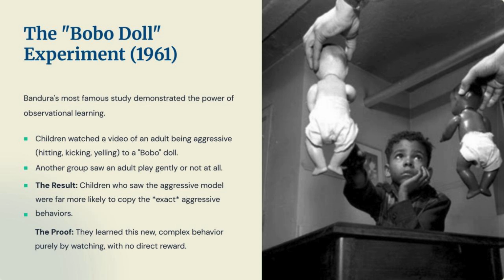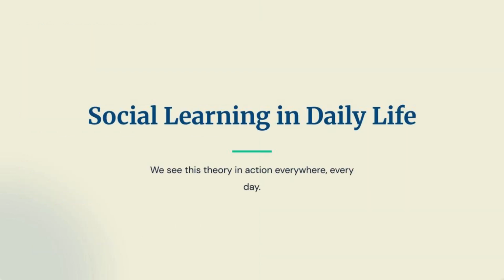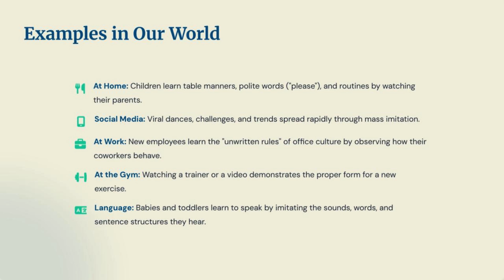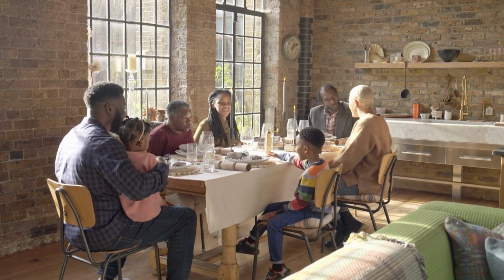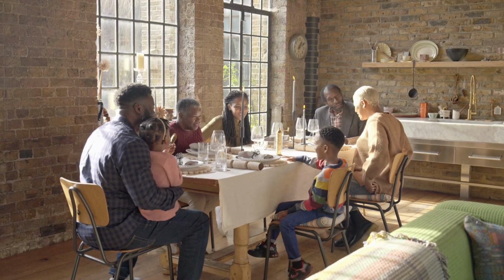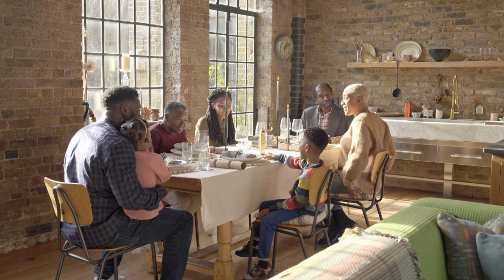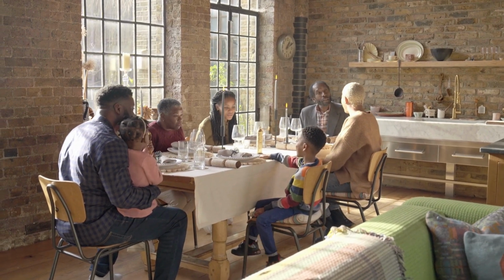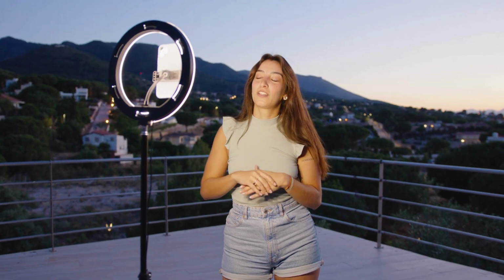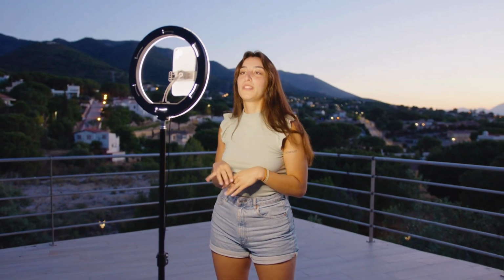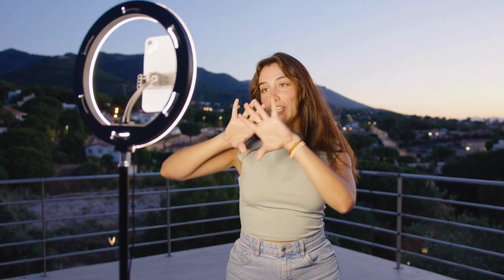Here are some more examples from everyday life. One example is children learning table manners. They watch their parents at dinner. If parents use a fork politely and say please, the kids imitate that. Over time, they do it too, without being told every time. Another example is social media trends. Someone posts a video doing a fun dance. You watch it, remember the steps, and try it yourself because it looks rewarding. Maybe you'll get likes or laughs.